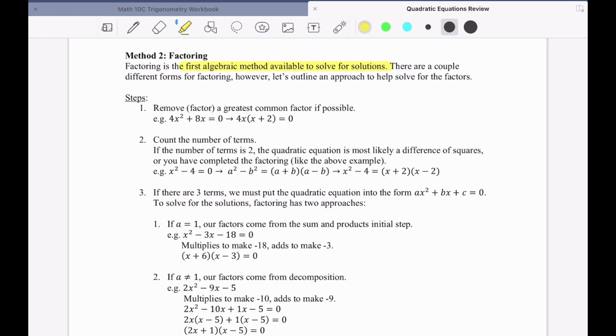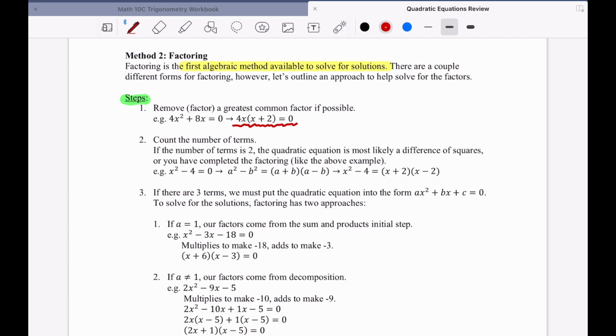Step 1, if we're following our steps to solve using factoring, first of all, we have to remove a common factor. If there's an available common factor, it has to be removed right away. Because in the case of the example below, 4x squared plus 8x equals 0, when we remove a common factor, this is actually in its simplest form now. We don't need to further factor this. So if we can remove a common factor, sometimes you'll be done right away. Other times you will need to use either decomposition or some form of further algebraic step. But in this case, we actually get our factors right away.